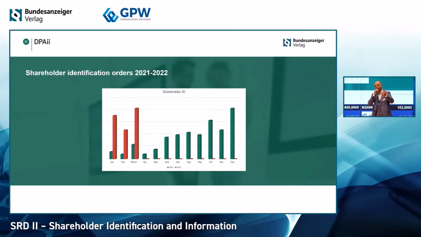April is in Germany, first of all, ESEF. ESEF is the main focus point, and also the general meetings. So that's why we dipped in April last year. But then you see a steady, positive development.